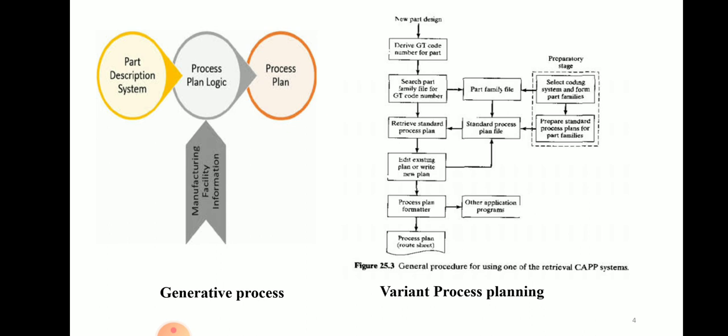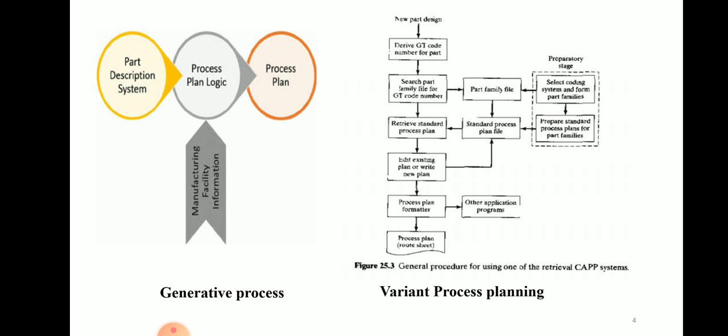Here we can see the procedure for using one of the retrieval CAPP systems, variant process planning. We start from the new part design, derive the GT code number for the part, then search the part family file for the GT code number. This also feeds from the part family file. Then we retrieve the standard process plan, which takes input from the standard process plan file, and that comes from the part family file.